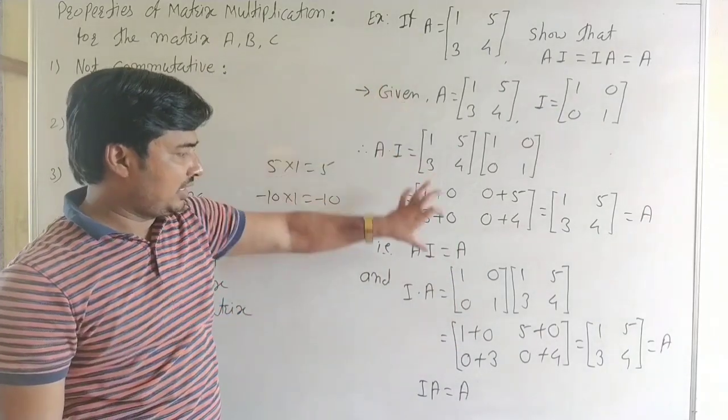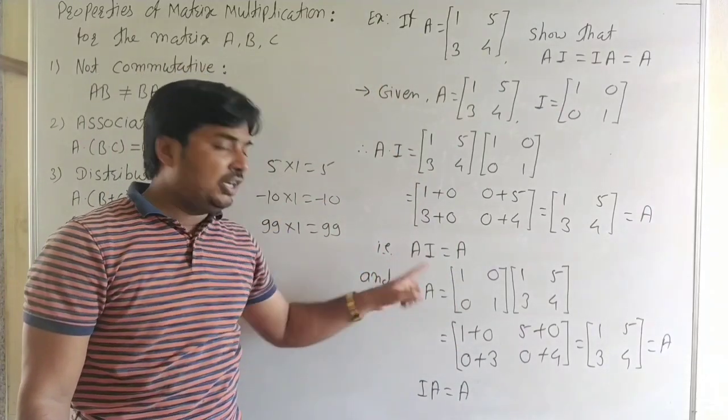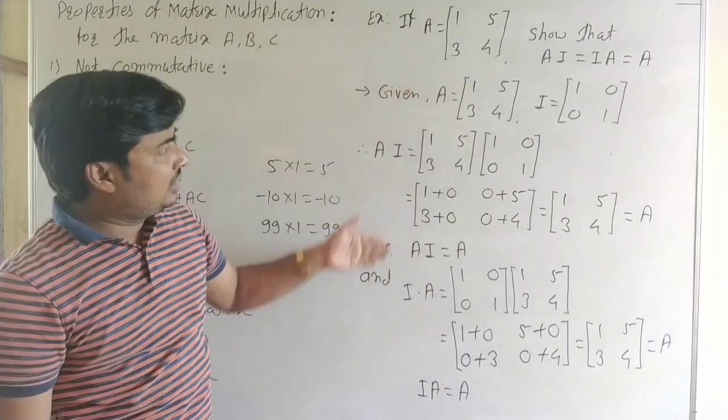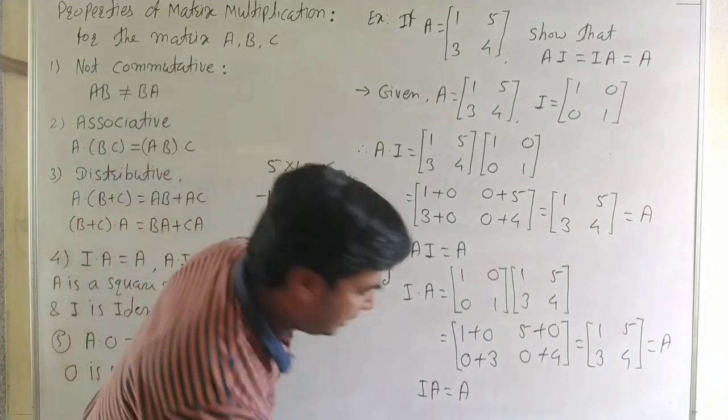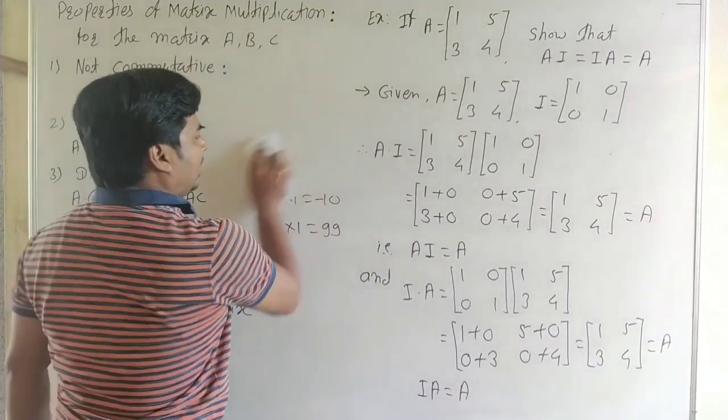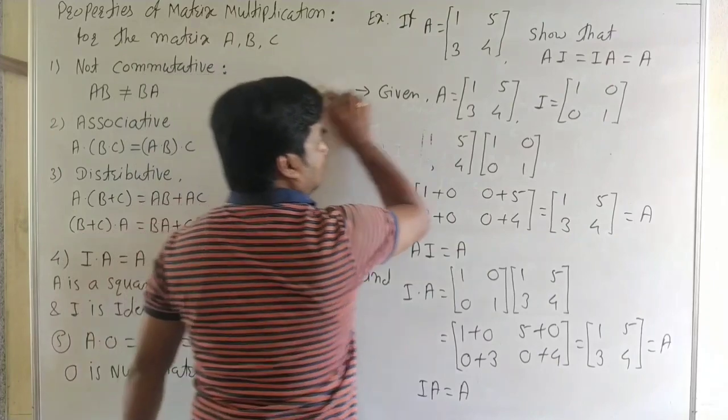A into I is A, or I into A is A. Here this is an example for the 2 by 2 matrix. We will see one more example for the 3 by 3. Identity matrix, consider it as the 1 of matrices.